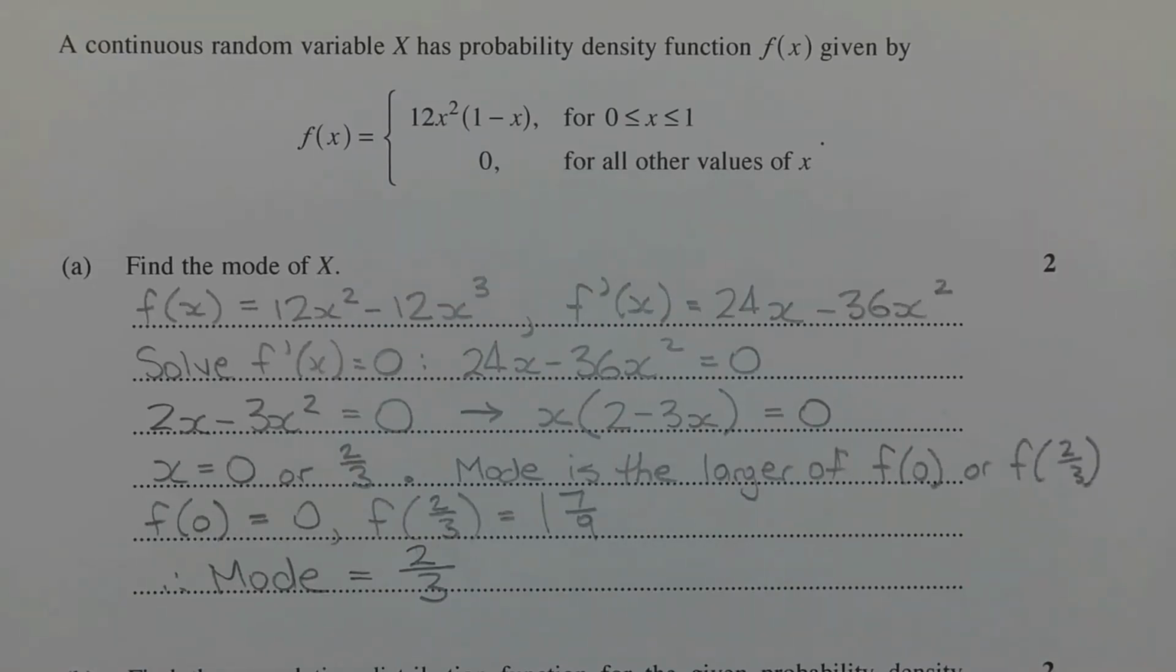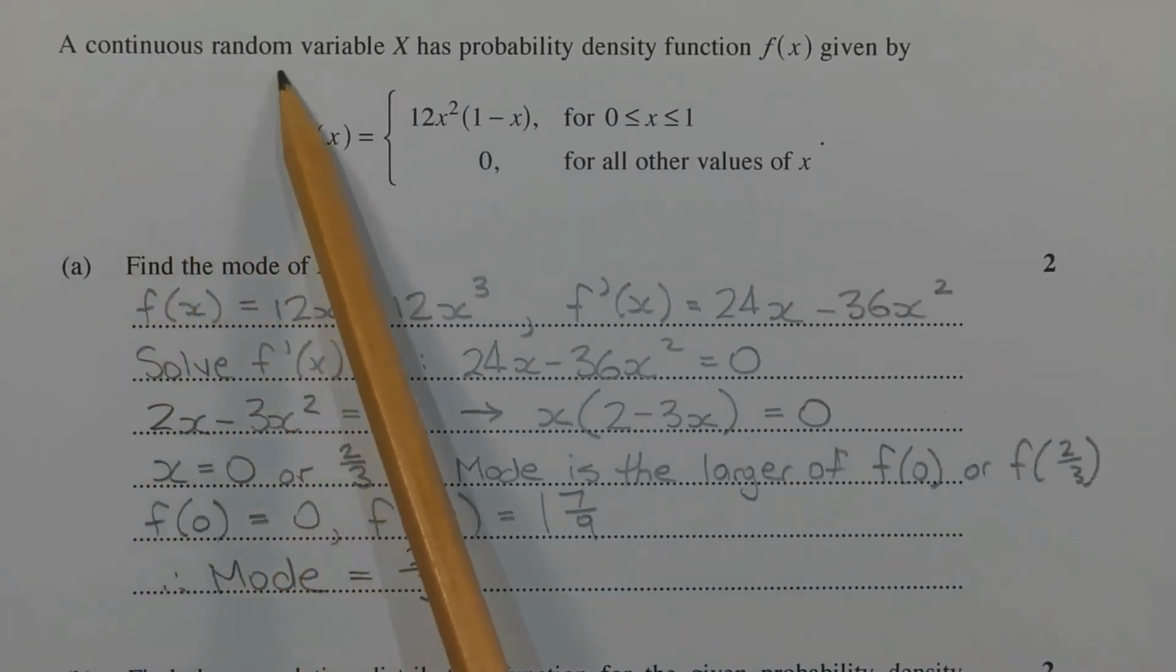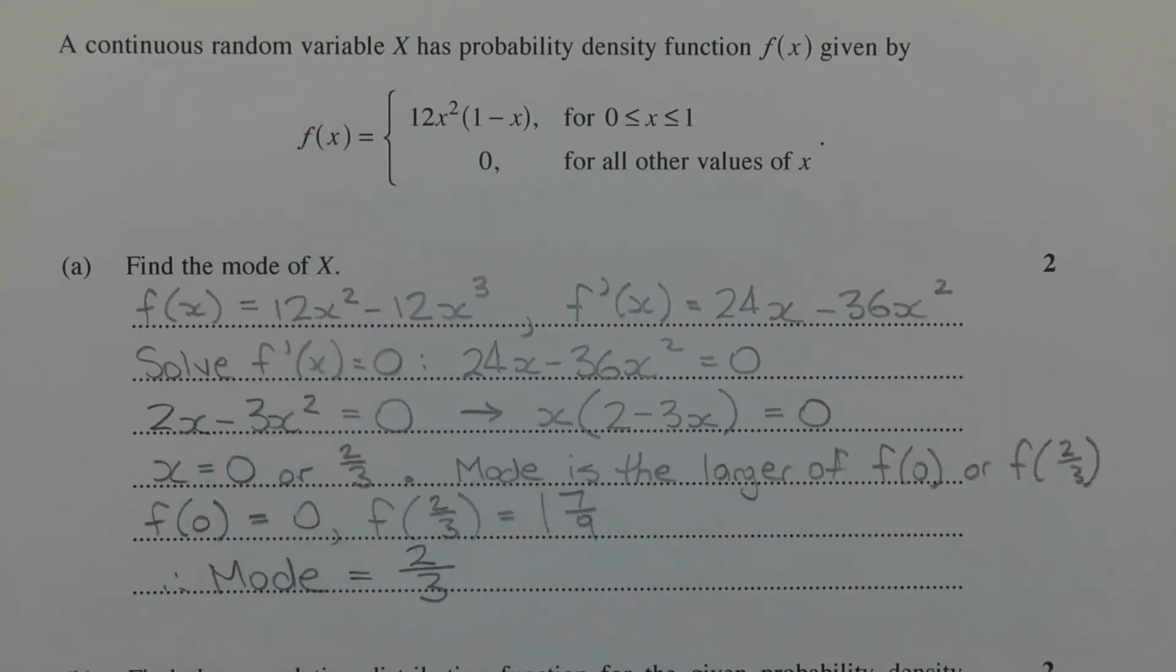In statistics, when we're dealing with a finite number of scores, the mode is the score that occurs most often or most frequently. But we're dealing with a continuous random variable here, not a finite number of scores. And in this case, the mode of a continuous random variable is the x value that corresponds to the largest value of f of x. Using the language of calculus, that corresponds to the maximum stationary point on the graph of f of x.